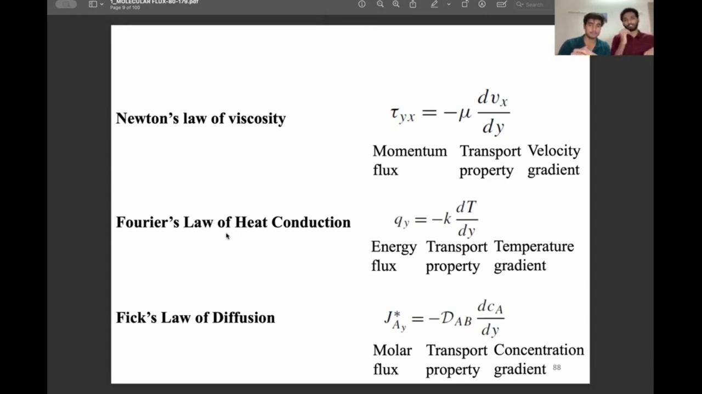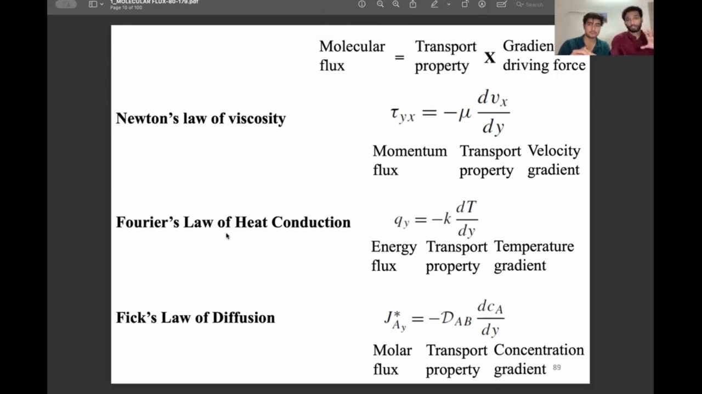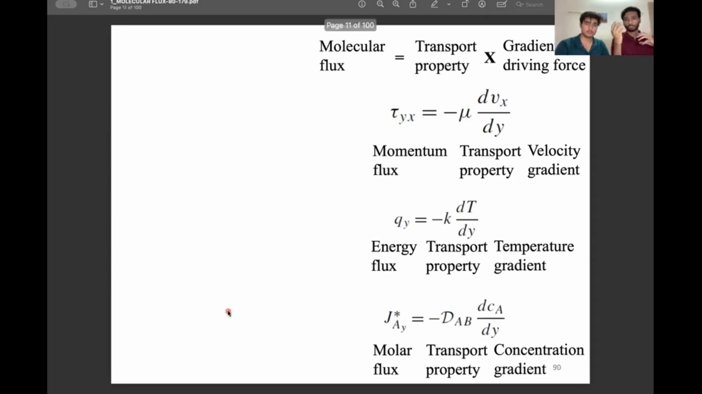Right, now we will find the similarities between these three laws: molecular flux equals transport property times gradient of some driving force. Now we can observe the similarity here. Molecular flux equals transport property. In Newton's law of viscosity, it is mu. In Fourier's law of heat conduction, it is minus k. And in Fick's law of diffusion, it is D_AB. So now we'll try to make it more similar, while making some changes in their gradient of driving force, so that we can make them more similar to each other.